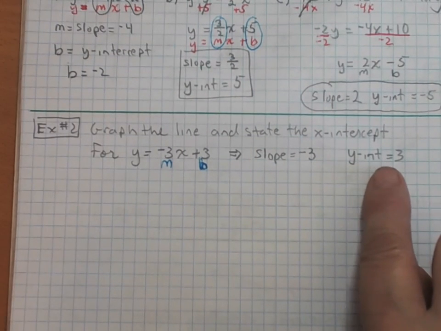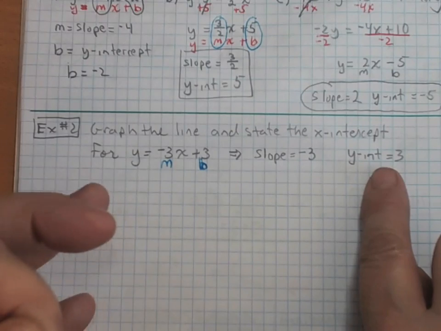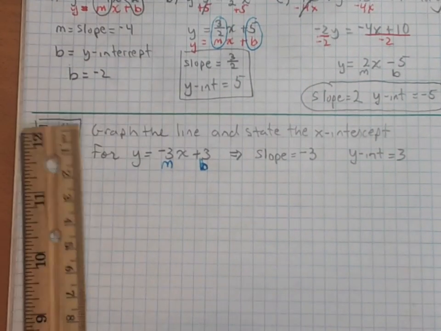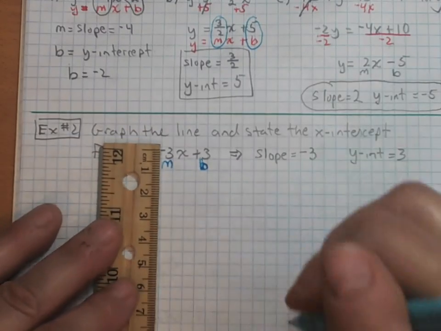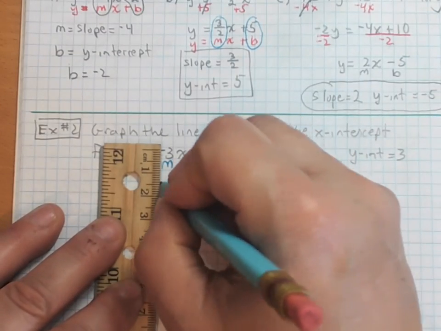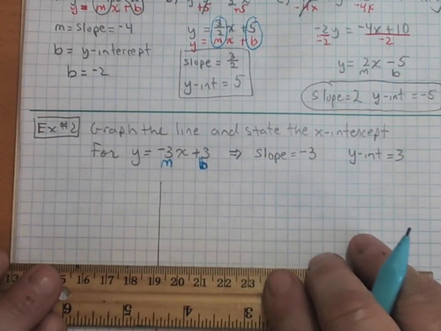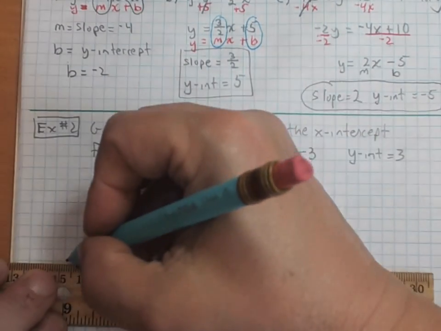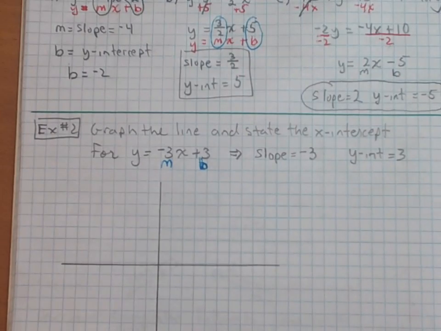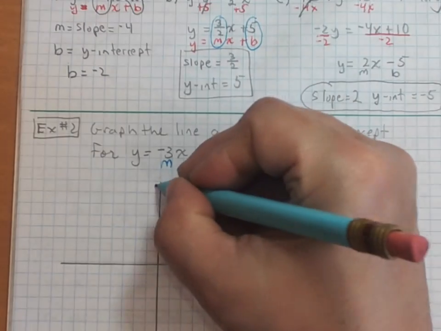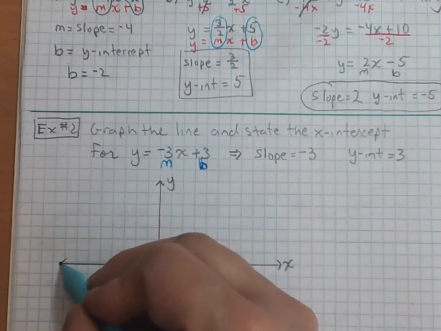Well, we need a place to draw the line. So we're going to need a coordinate plane. So let's draw a graph. Use the lattice lines as your axes. So an x-axis and a y-axis.